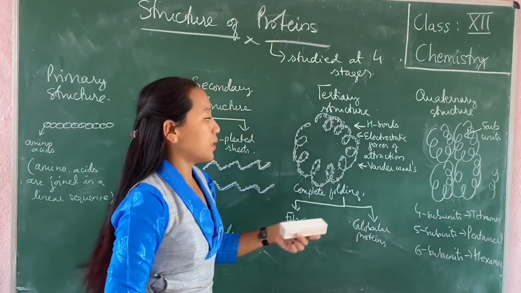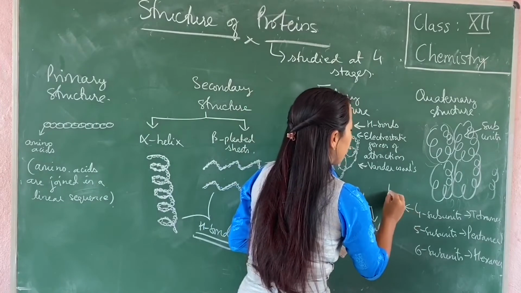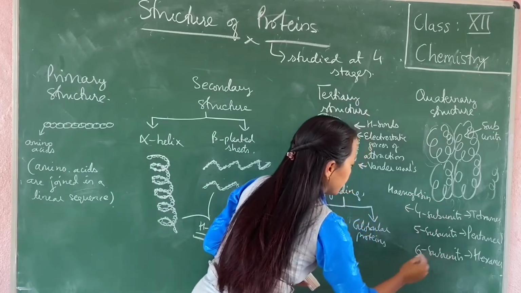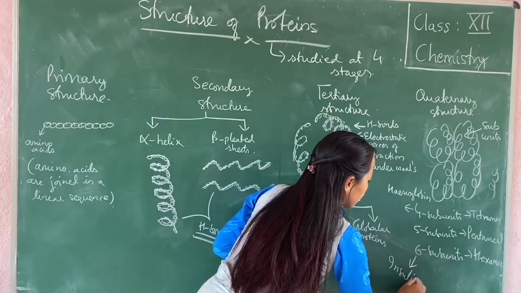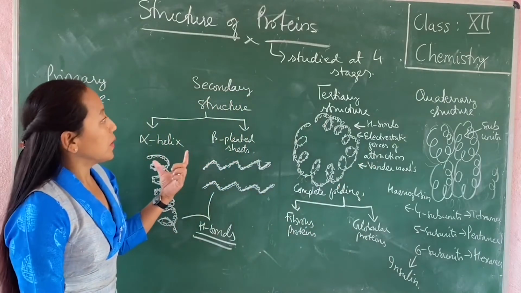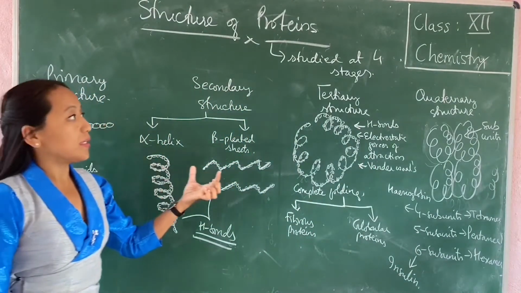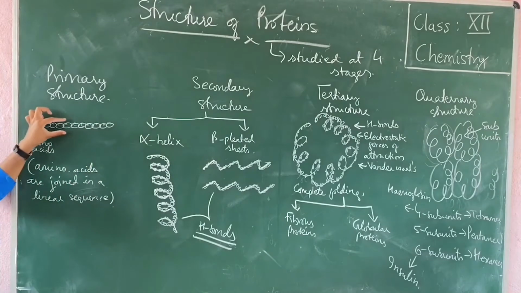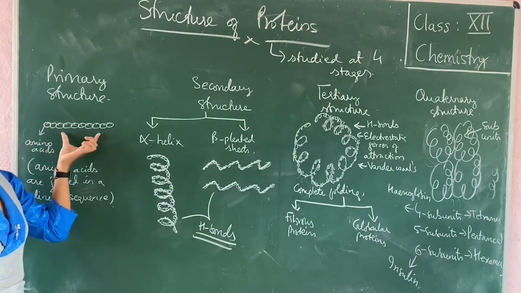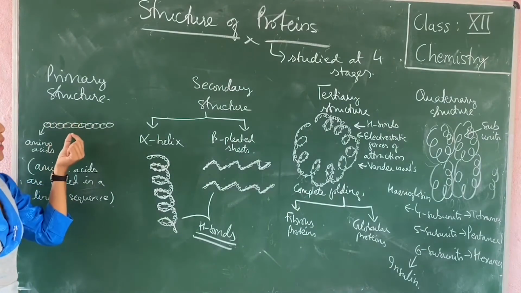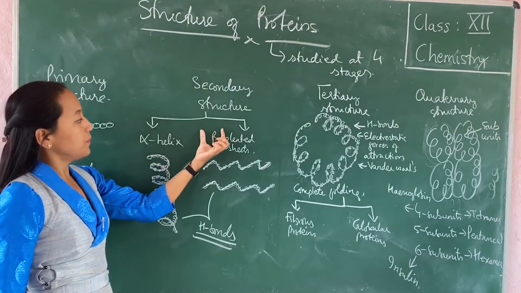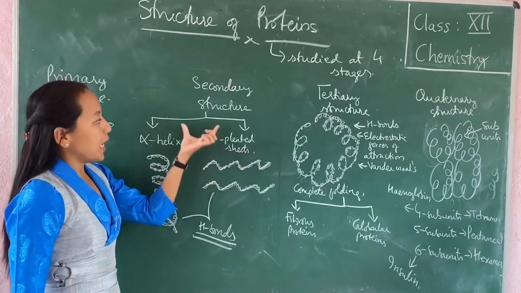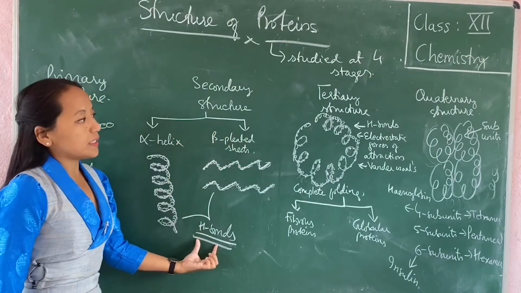An example for a 4 subunit protein is hemoglobin. An example for 6 subunits is insulin. So this is the overall representation of the different stages of the structure of protein. The simplest form is the primary structure, in which you have a single chain of amino acids joined in a linear sequence. When the folding of the primary structure takes place, it results in the formation of secondary structure. And secondary structure can be of 2 types, alpha helix and beta-pleated sheets. And in this, hydrogen bonds are involved in its stabilization.